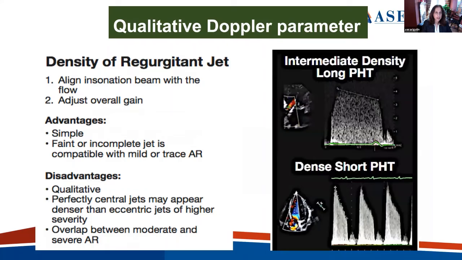We can also look at the density of the regurgitant jet. We want to do this by, again, aligning our insonation beam with flow and adjusting our overall gain in order to adequately see the signal. The advantages here are that it's simple, and faint or incomplete jets are compatible with mild or trace AR. Disadvantages are that it's qualitative. Perfectly central jets may appear denser than eccentric jets, so may be hard to differentiate. And there's a lot of overlap between moderate and severe AR.